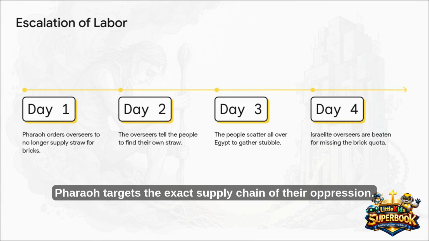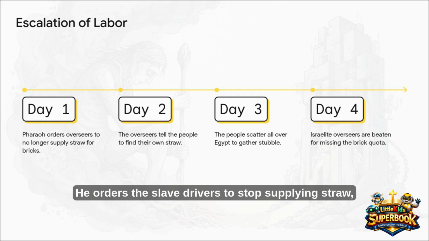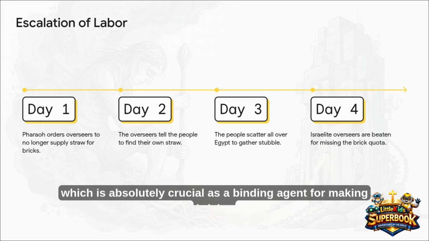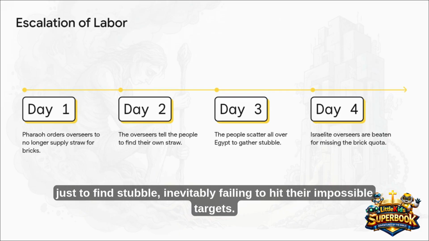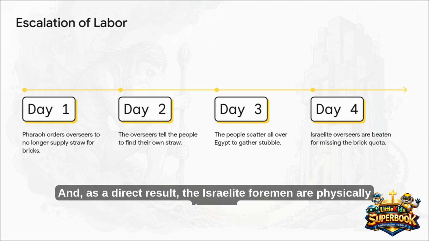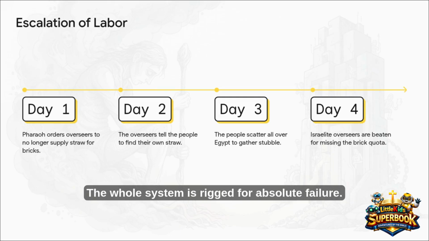Pharaoh targets the exact supply chain of their oppression. He orders the slave drivers to stop supplying straw, which is absolutely crucial as a binding agent for making bricks. But, and here's the really sinister genius of it, the daily labor quota remains exactly the same. So the people have to scatter all across Egypt just to find stubble, inevitably failing to hit their impossible targets. And, as a direct result, the Israelite foremen are physically beaten. The whole system is rigged for absolute failure.